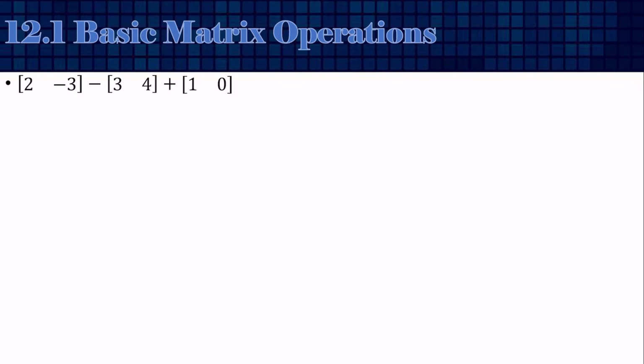Let's try a couple more examples. Well, here's several. So we're going to add these. These are just 1 by 2 matrices, 1 row, 2 columns. They're each 1 row and 2 columns, so we can add these. So I'll add the left with the left with the left. So I'll have 2 minus 3. 2 minus 3 is negative 1, plus 1 is 0. And then the right-hand ones, I'll have negative 3 minus 4 is negative 7, plus 0 is negative 7.